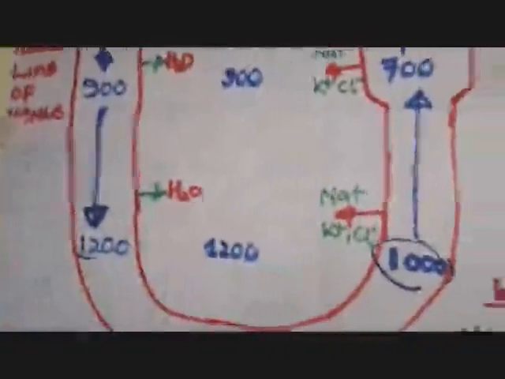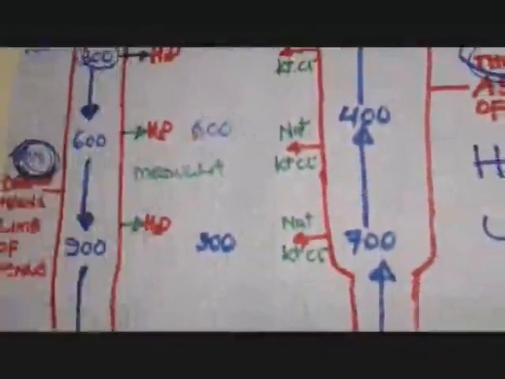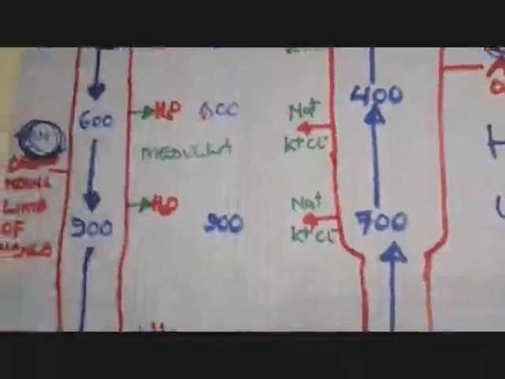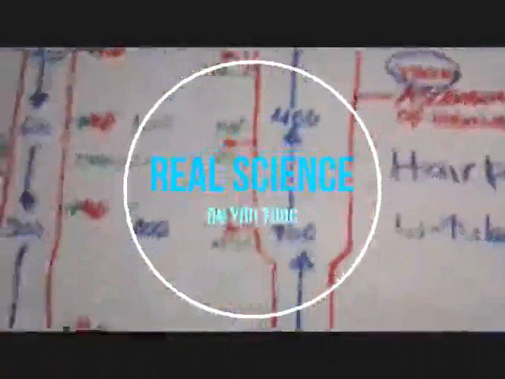Take note of that. This implies what? That in the descending limb of Henry, the concentration of the salts keeps on increasing from top to the bottom. But again, when you come to the ascending, you are going to discover that the concentration of those salts keeps on decreasing as you are moving from bottom to the top. It is clearly reflected in our diagram there.